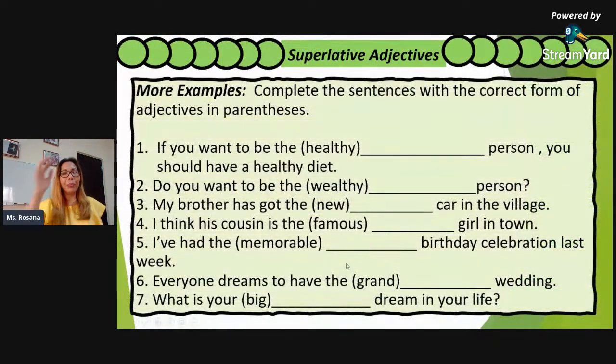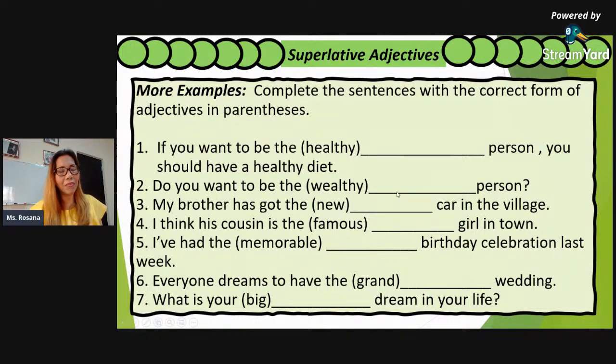Okay, now complete the sentences with the correct form of adjectives in the parentheses. So we say here, number 1, healthy. What is the superlative adjective of healthy? So we say that earlier, we change y to i and add est. So the form is healthiest, correct?